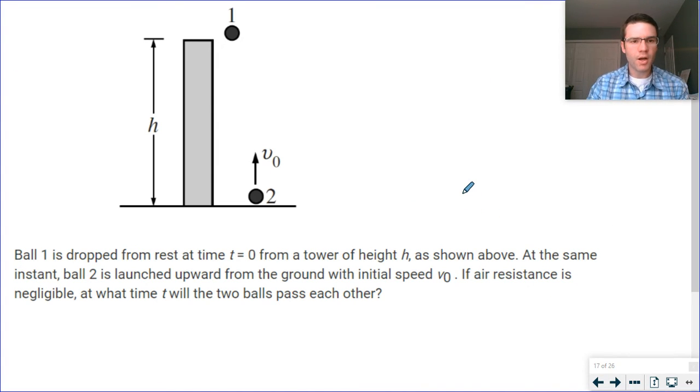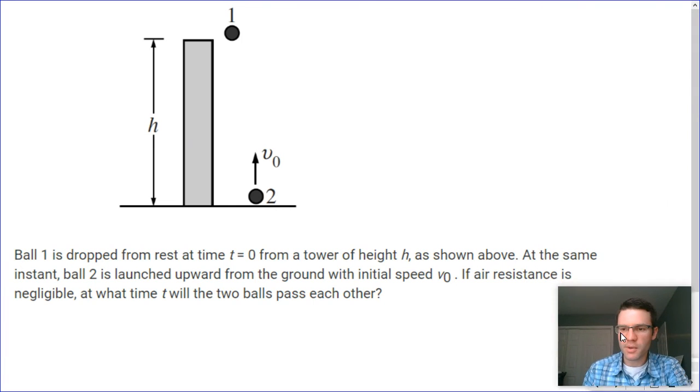Our next problem: a ball is dropped from rest at time t equals 0, so our ball up here, from a height h on the top of a tower. At the same instant, ball 2 is launched upward from the ground with initial velocity v0. If no air resistance is considered, at what time t will the two balls pass each other? So these two balls are going to pass each other at some point in time. They might pass each other at 2 points in time. Let's see, is that possible? Nope, they can't possibly pass each other at 2 points in time. So they'll just pass each other once.